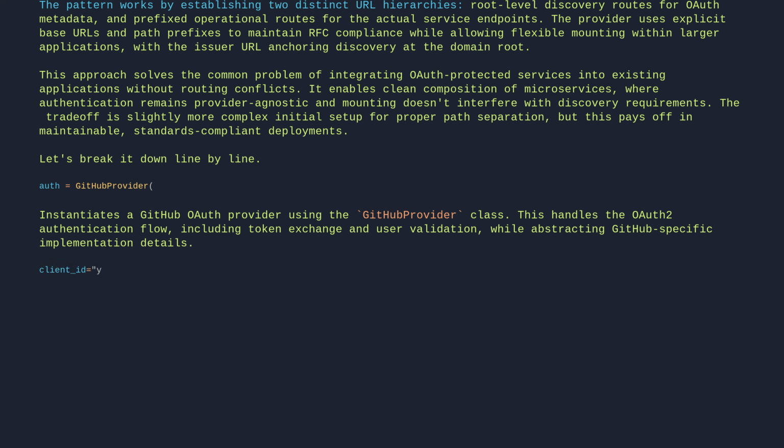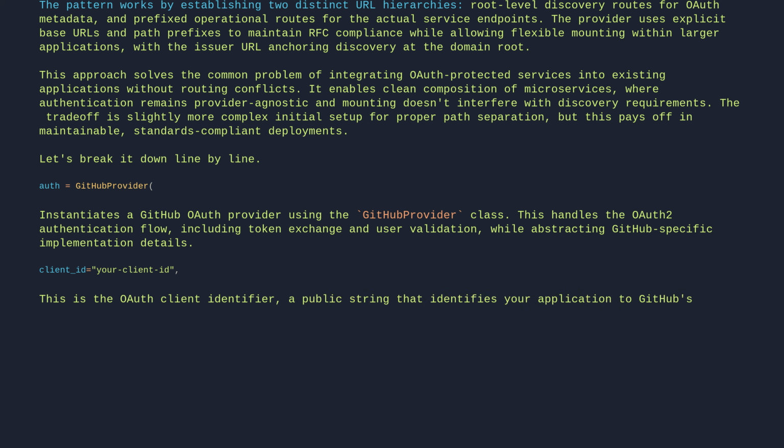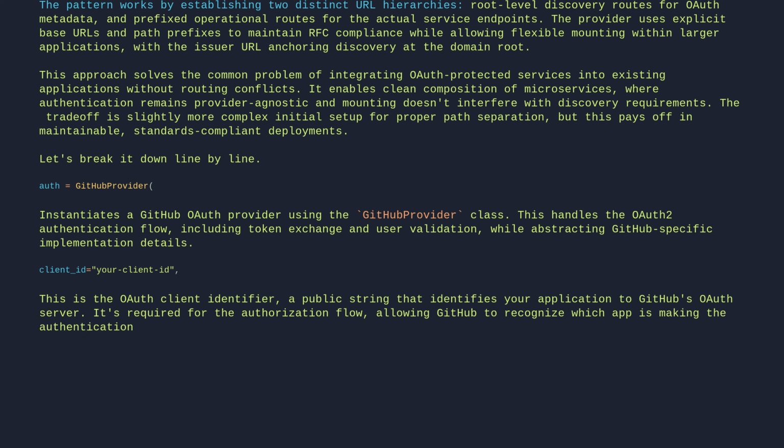client_id = your client ID. This is the OAuth client identifier, a public string that identifies your application to GitHub's OAuth server. It's required for the authorization flow, allowing GitHub to recognize which app is making the authentication request.